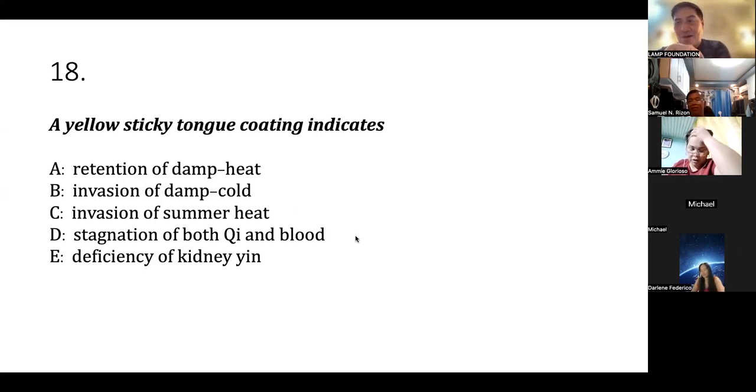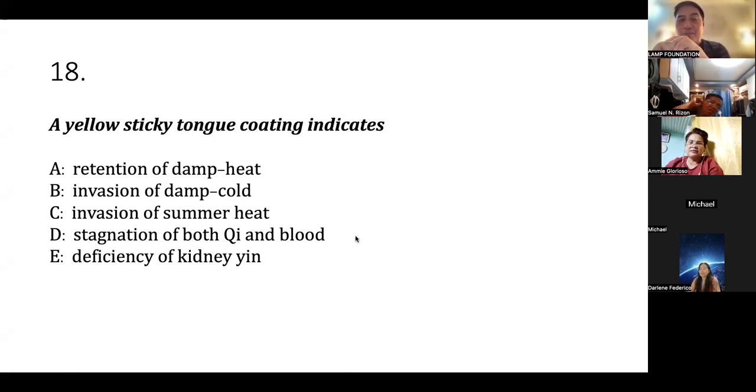Number 18. A yellow sticky coating indicates A. Retention of damp heat. B. Invasion of damp cold. C. Invasion of summer heat. D. Stagnation of both chi and blood. E. Deficiency of kidney yin. Letter A, Doc. Retention of damp heat.